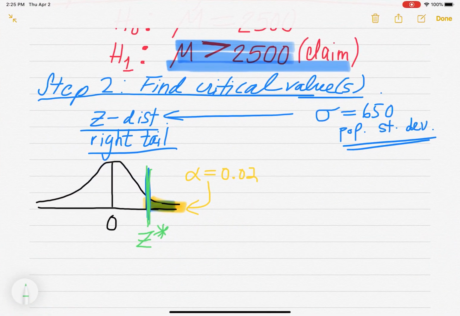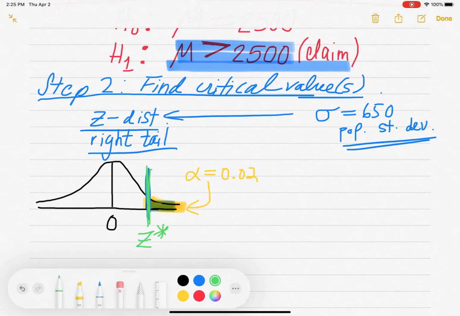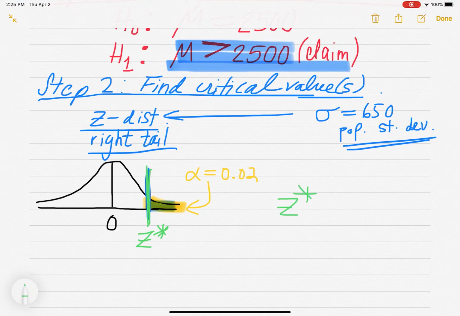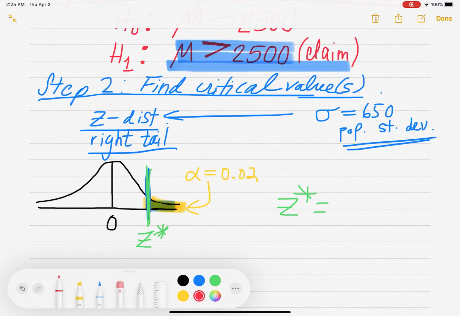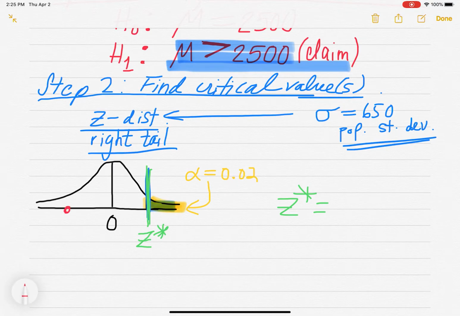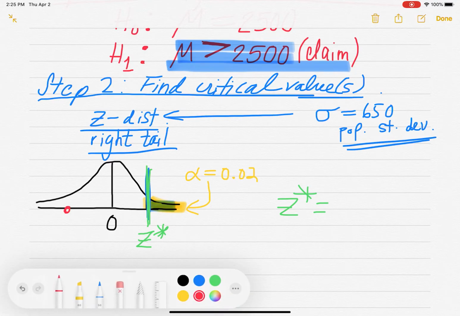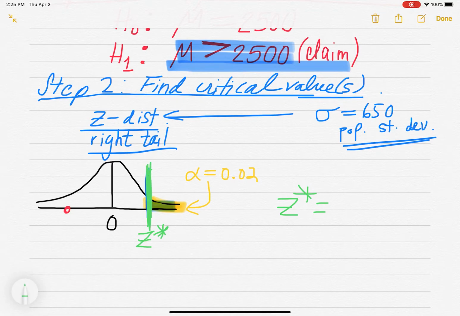So let's think of that negative 2.05 as a Z-score. Negative 2.05 would fall somewhere over here, as a negative Z-score. But ours is not negative. Ours is definitely positive, over here on the right side of 0. So we're just going to make it a positive 2.05.